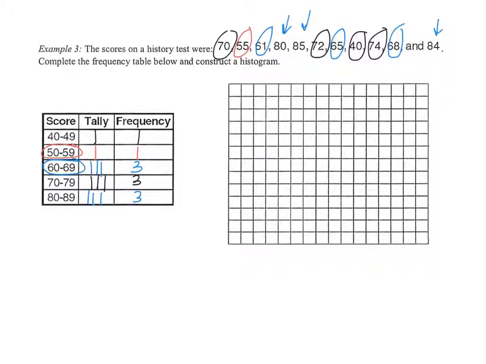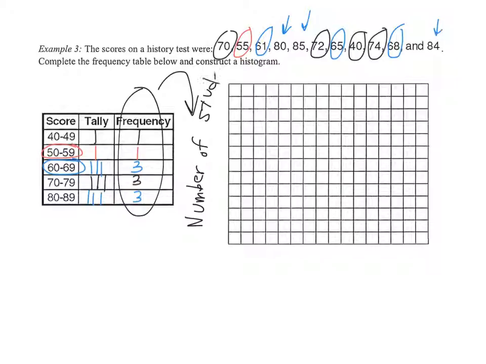So we want to put titles on these: the scores on a history test. The scores are going to be going across here. The frequency always goes right here. This represents number of students. The frequency always goes up and down. So I'm going to write number of students. And over here I'm going to write score. These are already broken up into intervals right here.